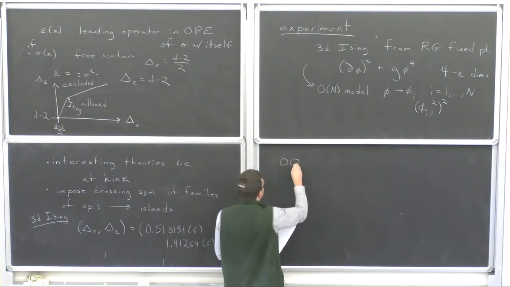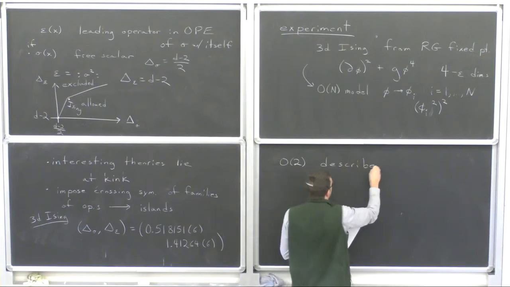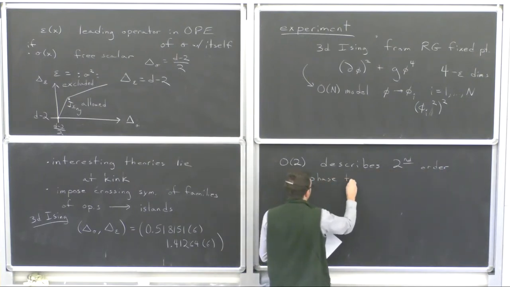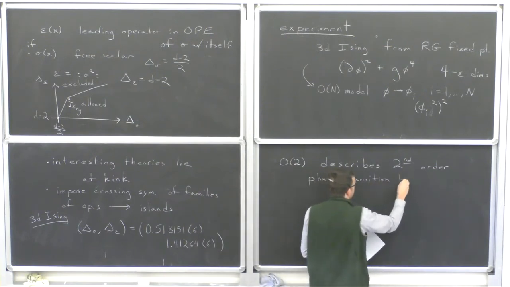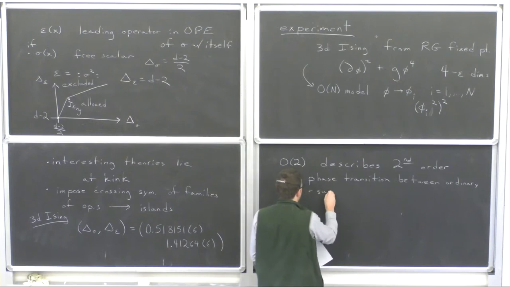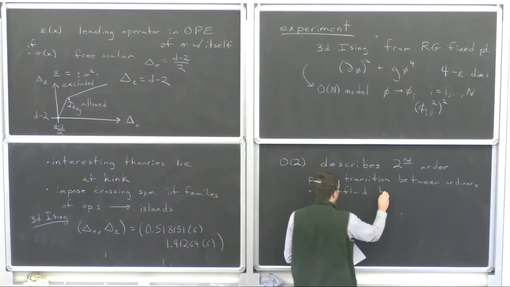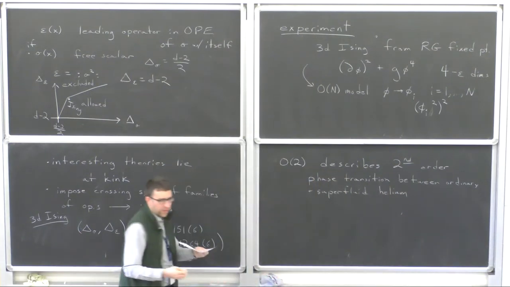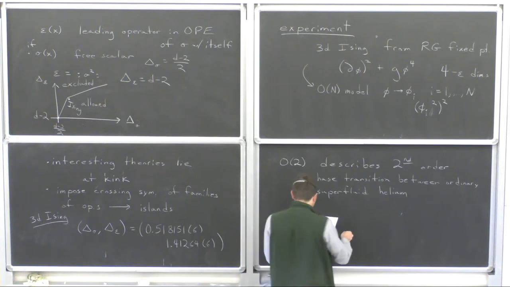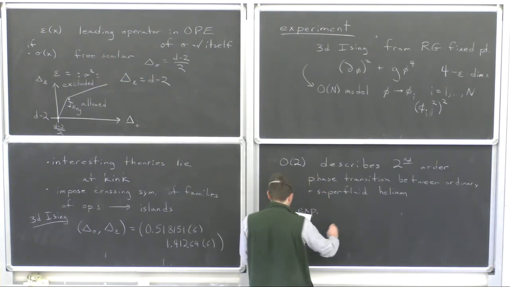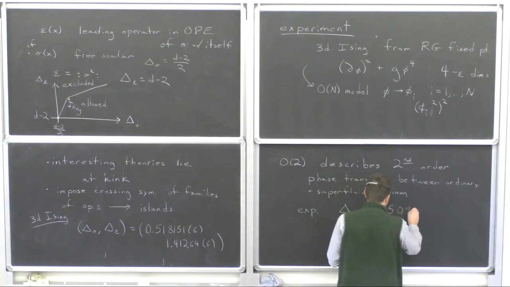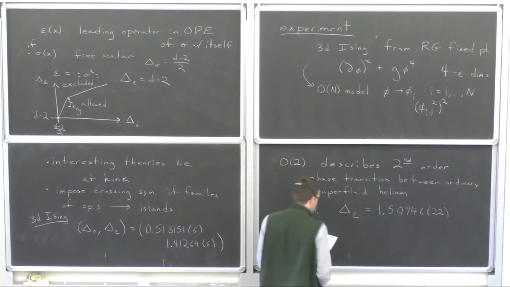the claim is that the O(2) model describes the second order phase transition between ordinary and superfluid helium. And through this theory of critical exponents, we'll say a little bit more about this in the boundary case a bit later on. It's basically just dimensional analysis. It's basically what I showed you in the first lecture. You can get at what this epsilon dimension is. It works out to be 1.50946 with an error of 22 in the last two digits.